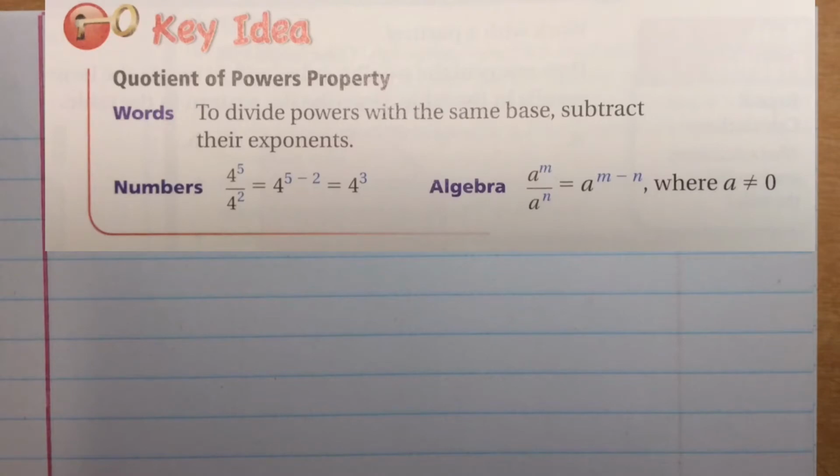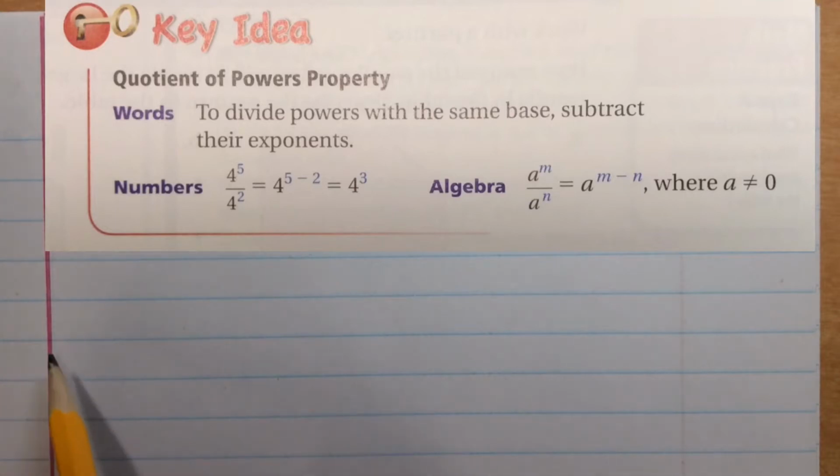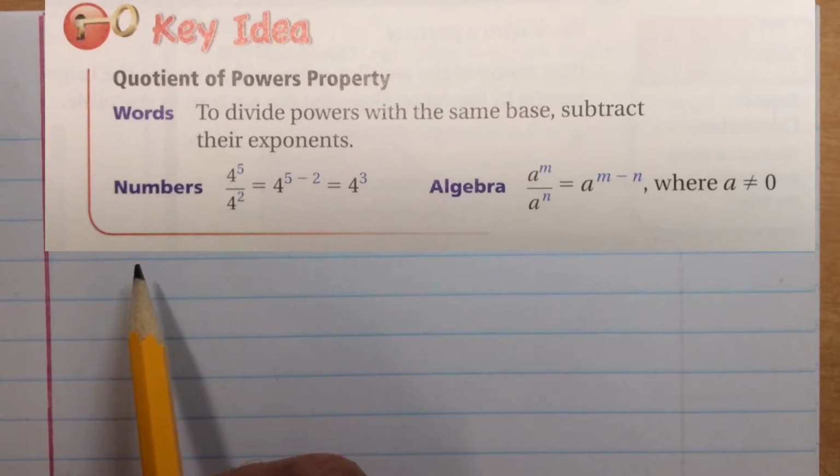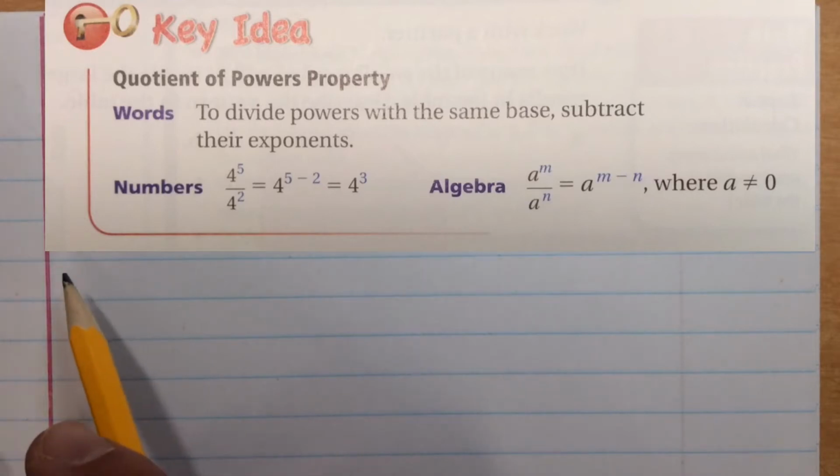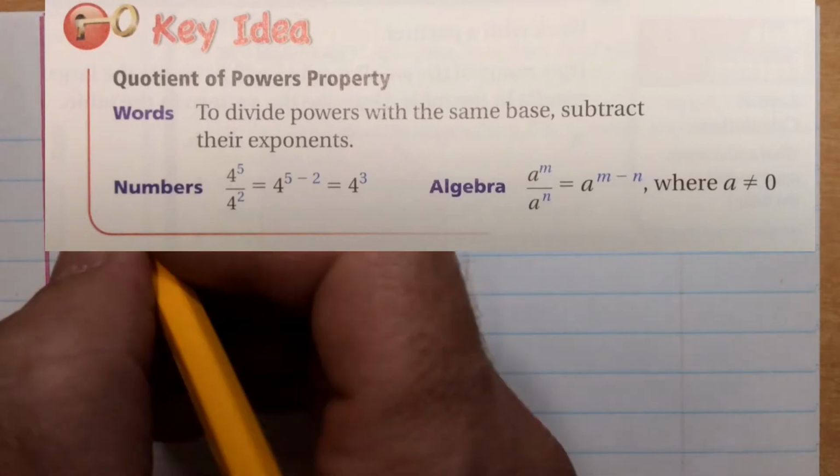All right, this is lesson 16.3 where we're talking about the quotient of powers property. It starts on page 724 if you're following along in your math book. If you'll recall from the last lesson, one of the properties was the product of powers. So when we're multiplying powers with the same base, we add the exponents. Well, here we're dividing powers with the same base, so we subtract their exponents.